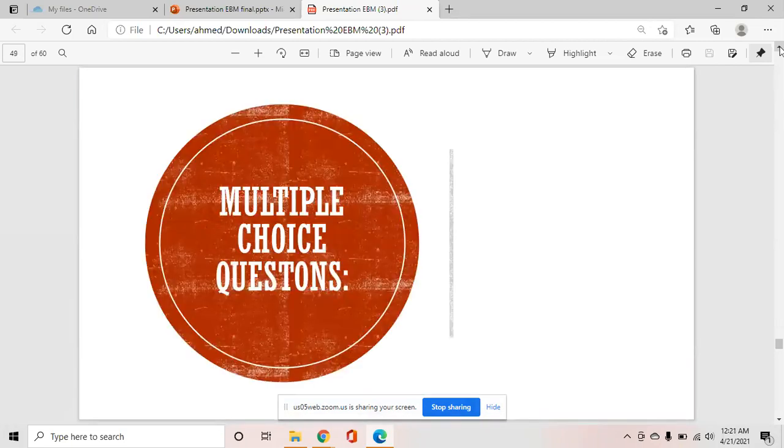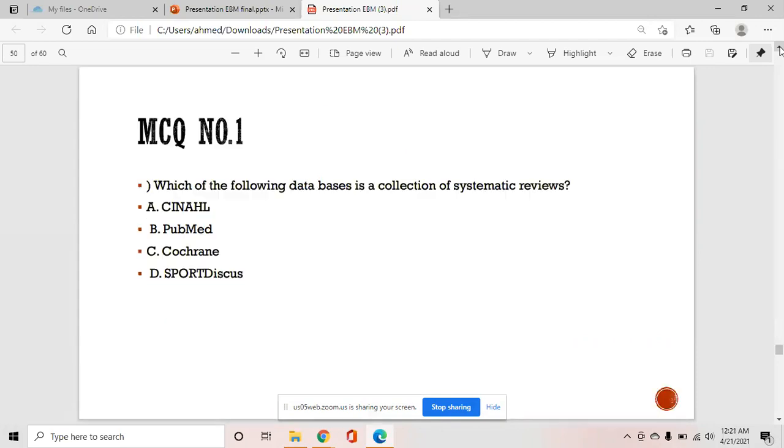Now comes the multiple choice questions. Which of the following databases is a collection of systematic reviews? CINAHL, PubMed, Cochrane, or SPORTDiscus? A is the right answer.